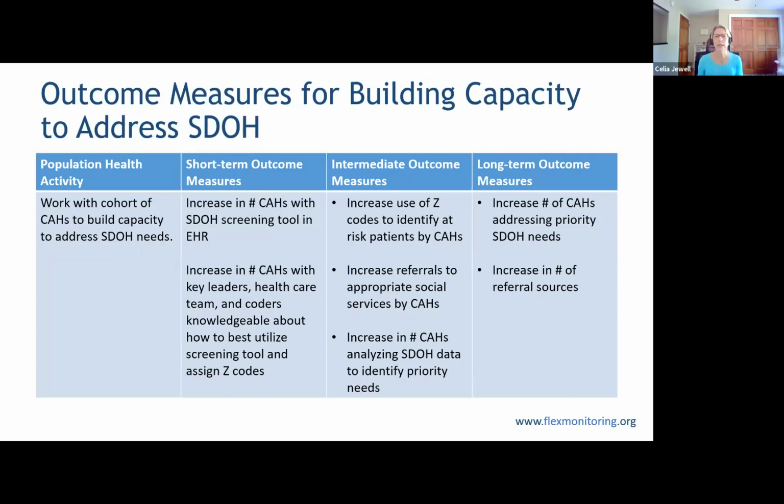The intermediate outcomes measure changes in use of Z-codes, referral to social services, and whether hospitals are analyzing the Z-code data to identify the priority needs within their communities. The long-term outcomes measure whether the hospitals are actually addressing the priority social determinant of health needs in their community and whether they have increased referral resources for those needs.